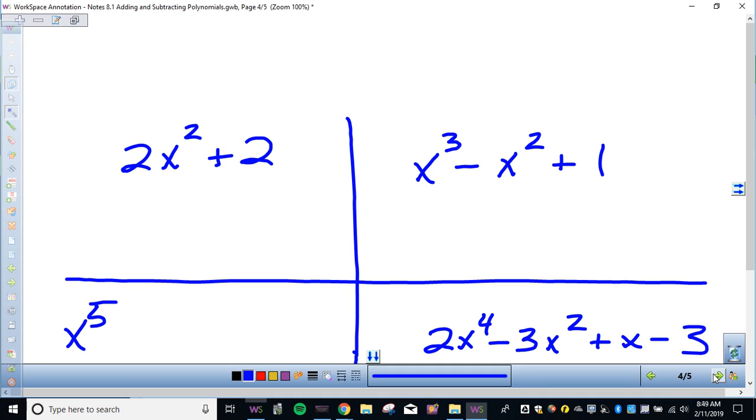All right. So we're going to name these by degree and number of terms. Is this in standard form? What's standard form again? Decreasing order by exponent. Let's write that down. Standard form.